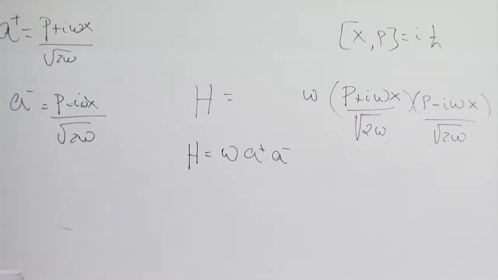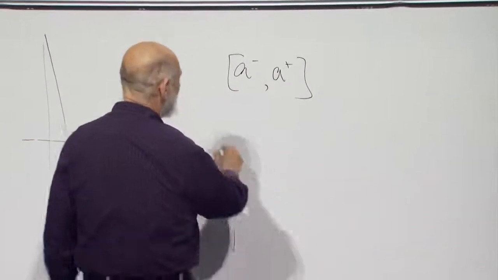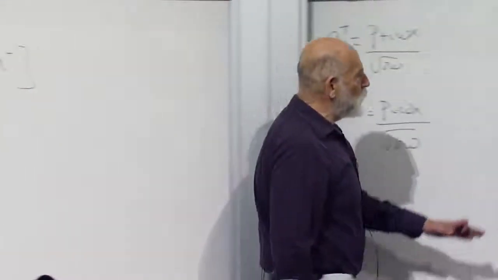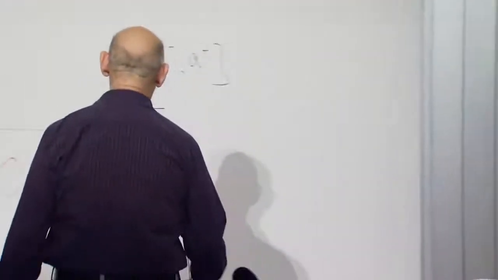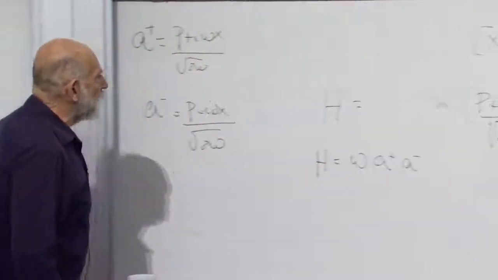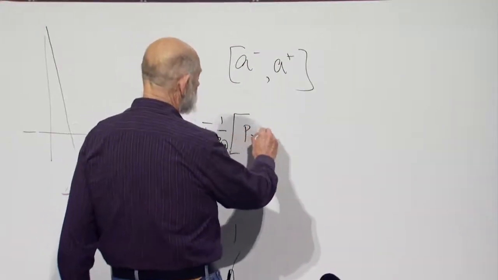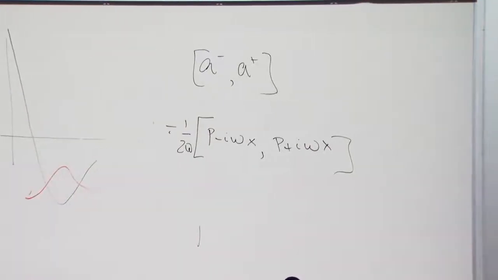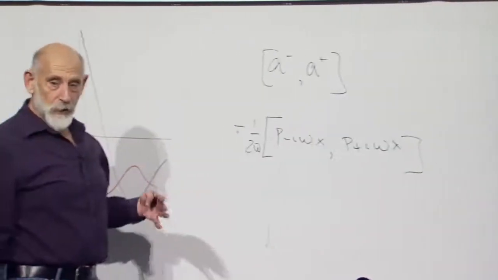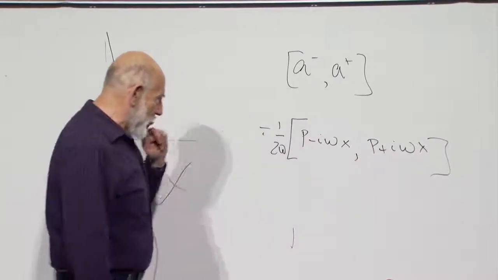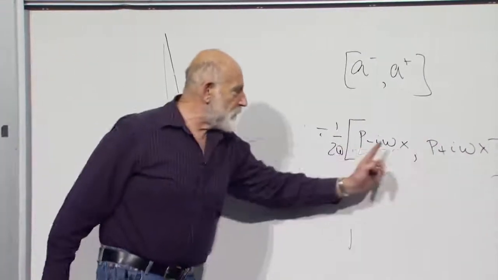Okay, so let's take the commutator of A minus with A plus. Now, there's going to be a 2 omega downstairs, 1 over 2 omega. And then there's going to be the commutator of P minus I omega x with P plus I omega x. Now, who commutes with who here? Who doesn't commute with whom? All right. P doesn't commute with X, and X doesn't commute with P. That's all. X commutes with X, and P commutes with P.